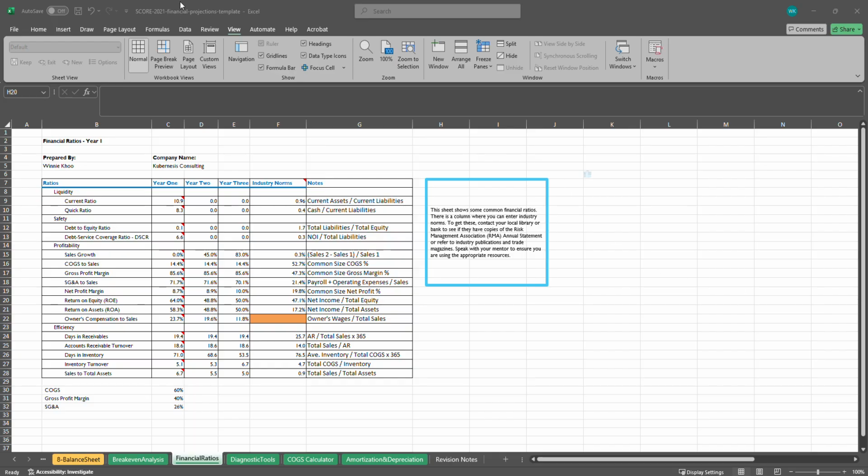We are continuing through the financial projections template. It is available for free from score.org. Just go to the template gallery and download the file. I'll have the link in the description below.